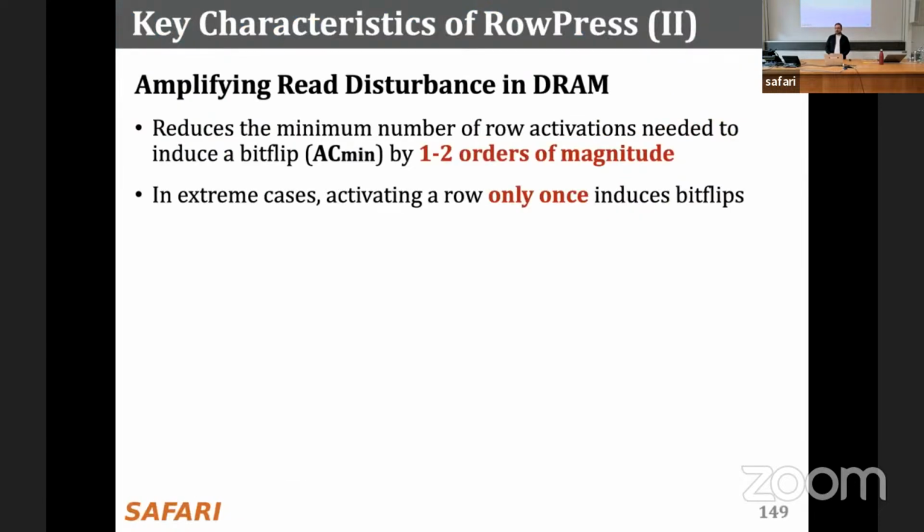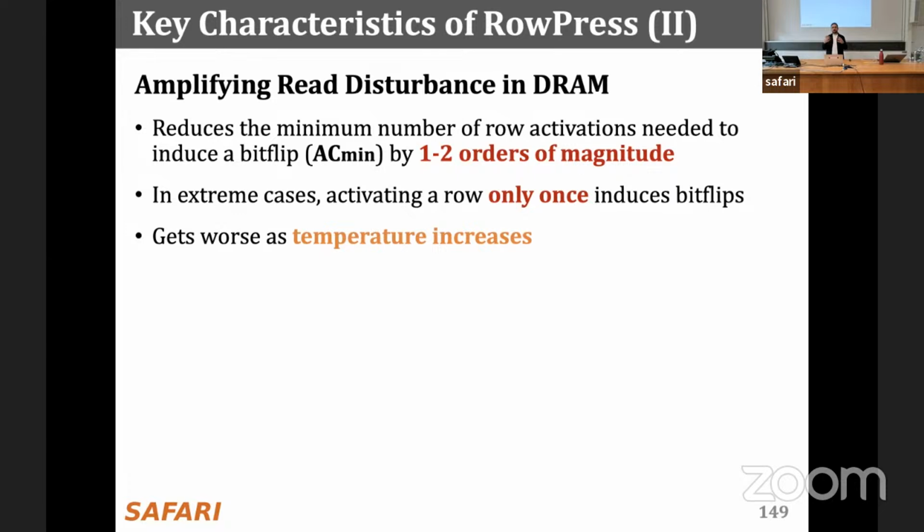So essentially, it amplifies read disturbance in DRAM. It reduces thresholds quite significantly. In extreme cases, only one activation is enough to induce bit flips. And we observe that as you increase temperature, Rowpress gets worse. So it's different than RowHammer.